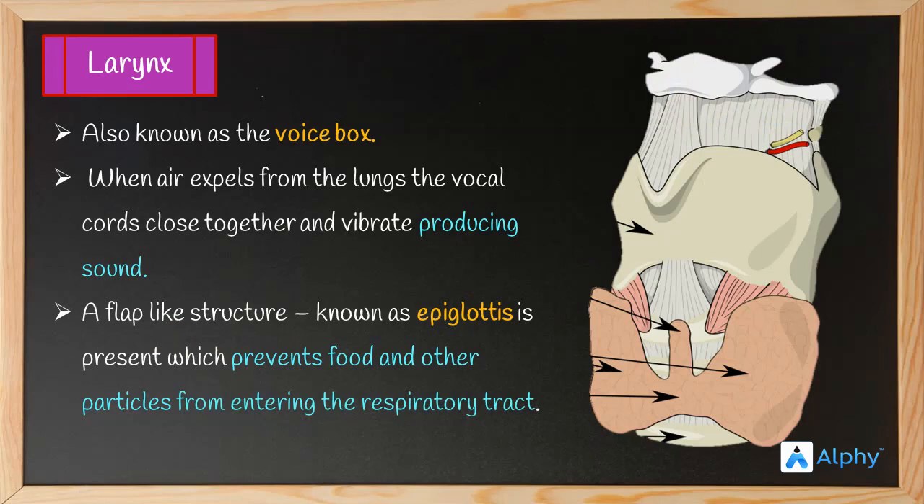Now you can see how our larynx performs a dual role. The first is the production of speech, which is why it is known as the voice box, and secondly, preventing food and other particles from entering the respiratory system. Let's move forward now.